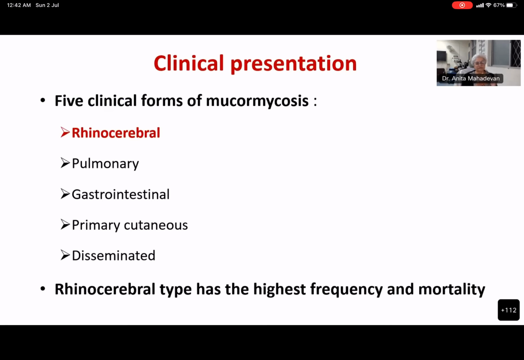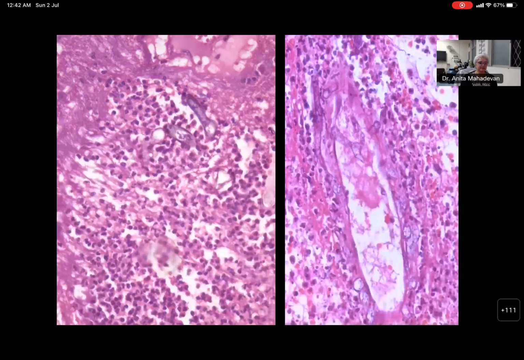So there are different clinical forms. You have rhinocerebral, which is the most frequent that we see in the CNS. It also has the highest mortality. Right? We saw lots of it during the COVID epidemic. Histologically, it will show you, unlike your aspergillus, this won't have a granulomatous response. This will not have your giant cell because it's an acute process.